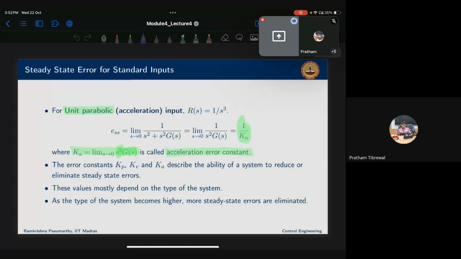So this is called the acceleration error constant. So we have three constants.